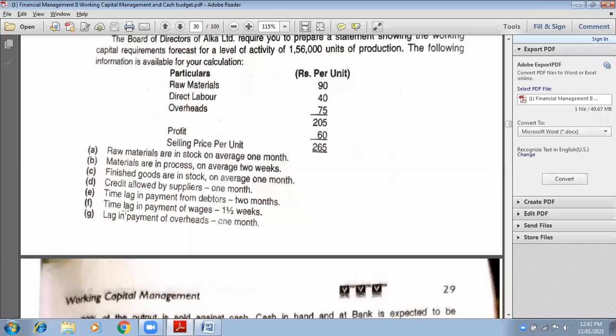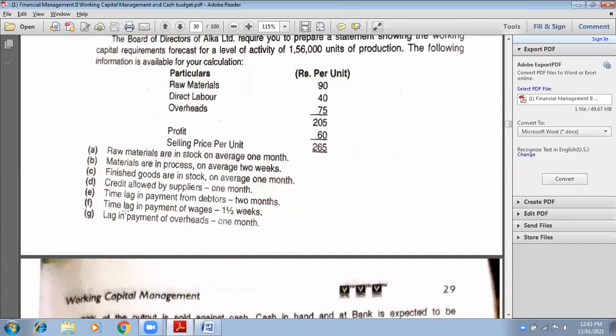Next we have time lag in payment of wages, 1.5 weeks. So can you tell me, is time lag in payment of wages a current asset or current liability? Current liabilities. Very good. Go to current liabilities and write down outstanding wages, 1.5 weeks. So, how many units? 3000, ma'am. 3000 into 1.5 weeks.